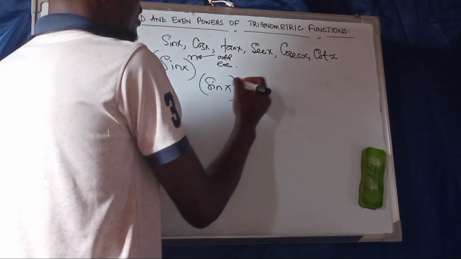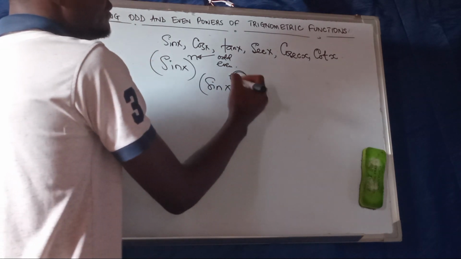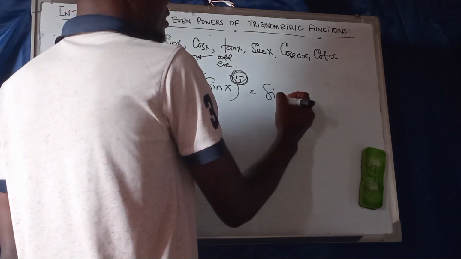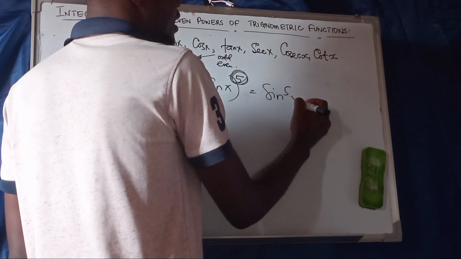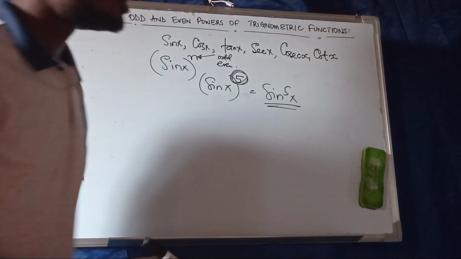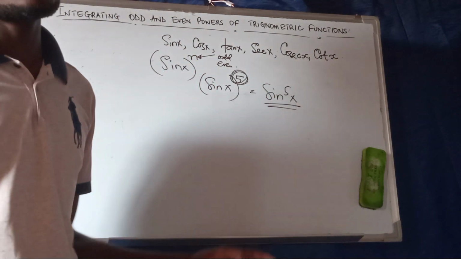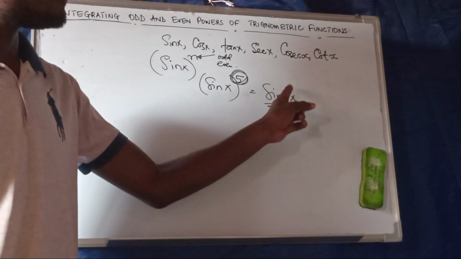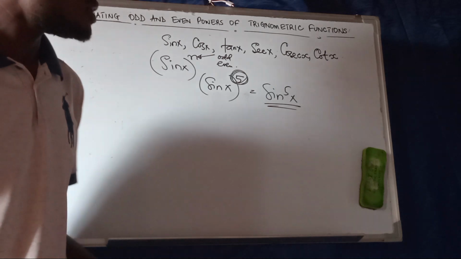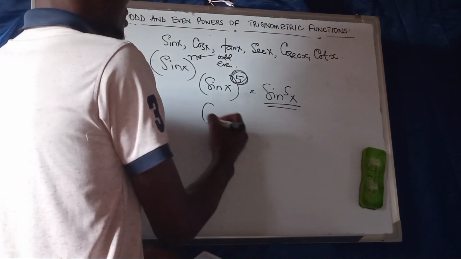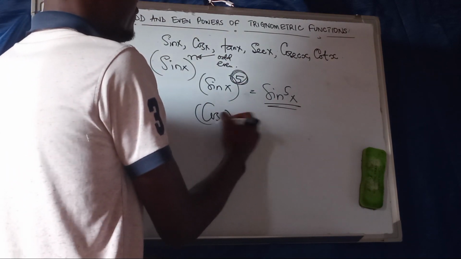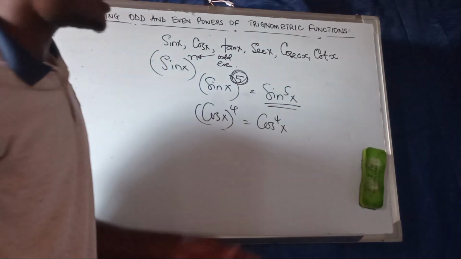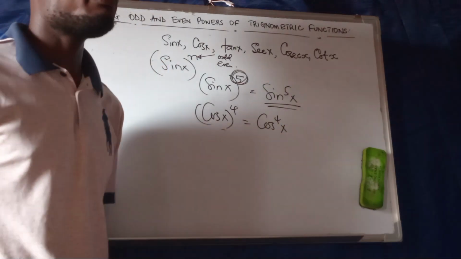x power, say 5, this 5 is an odd number. We can write this sine x power 5 as sine 5x. So when we write sine 5x, we say it is an odd power of sine x because 5 is an odd number. If it is say cos x power 4, this is cos 4x, so it is an even power.